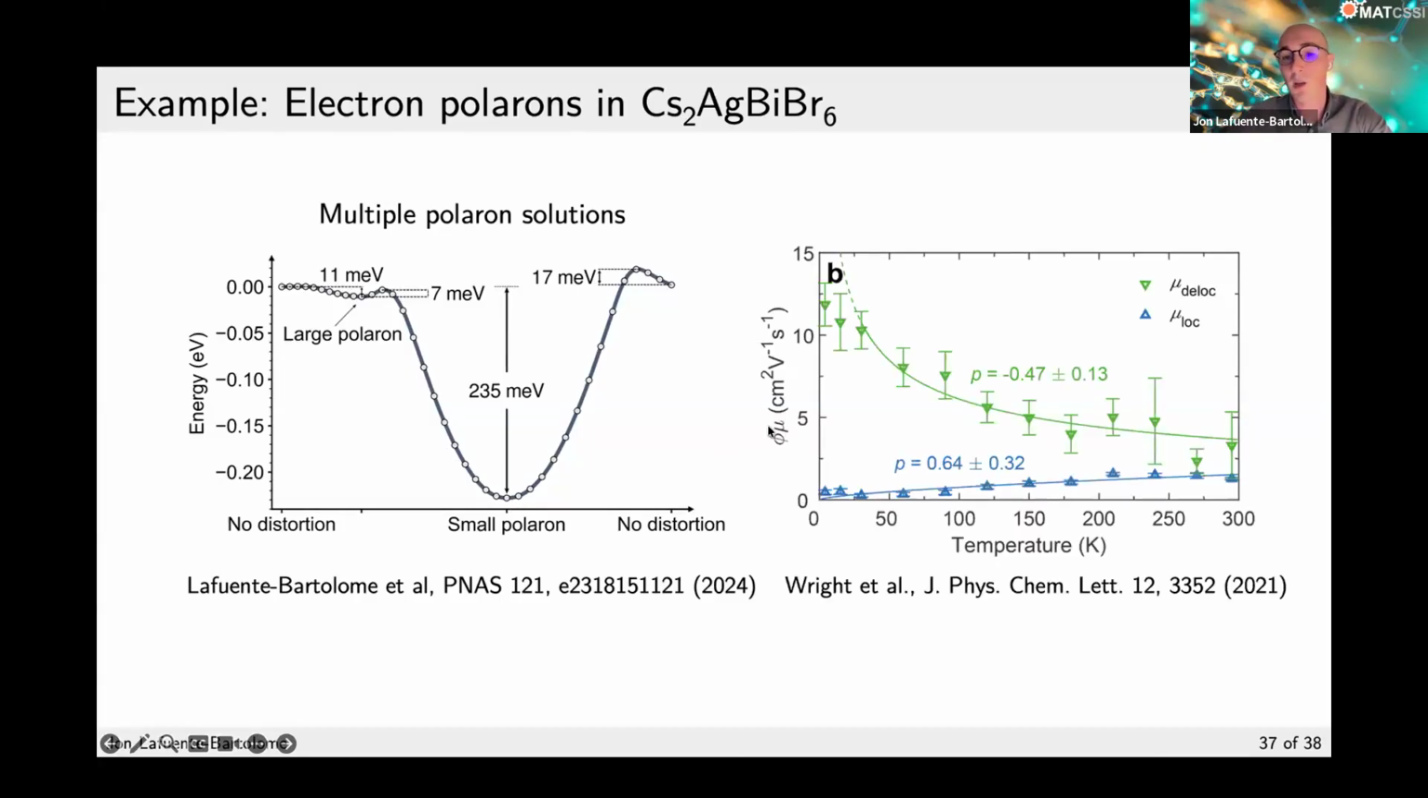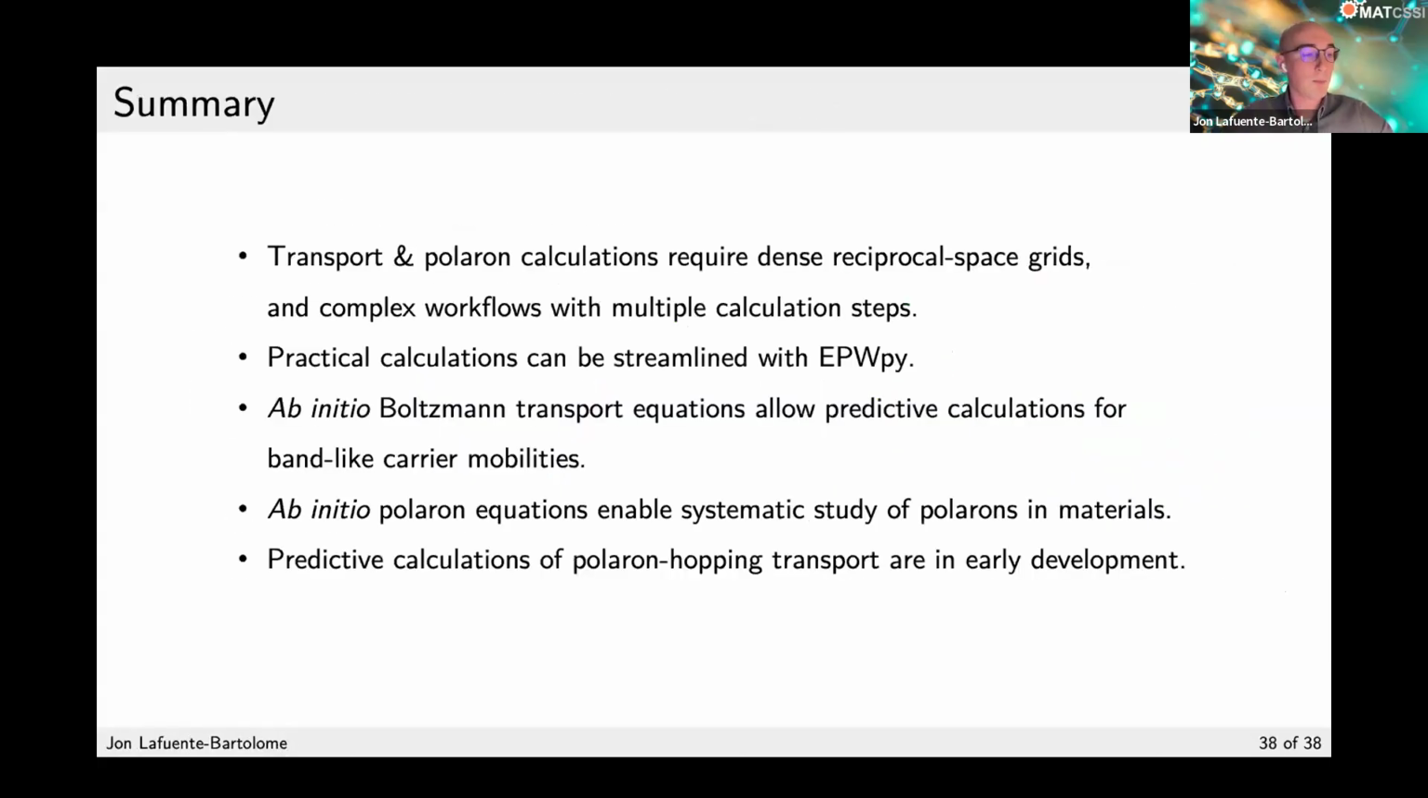This went very much in line with experiments in this material, where they observed a two-time localization. At short times, they observed mobility that decreased with temperature, as expected from large polarons or conventional bands, while at longer times, they observed mobilities that increased with temperature, showing temperature-activated polaron hopping transport, in line with our results of more stable small polarons in these materials. So with this, I will conclude.